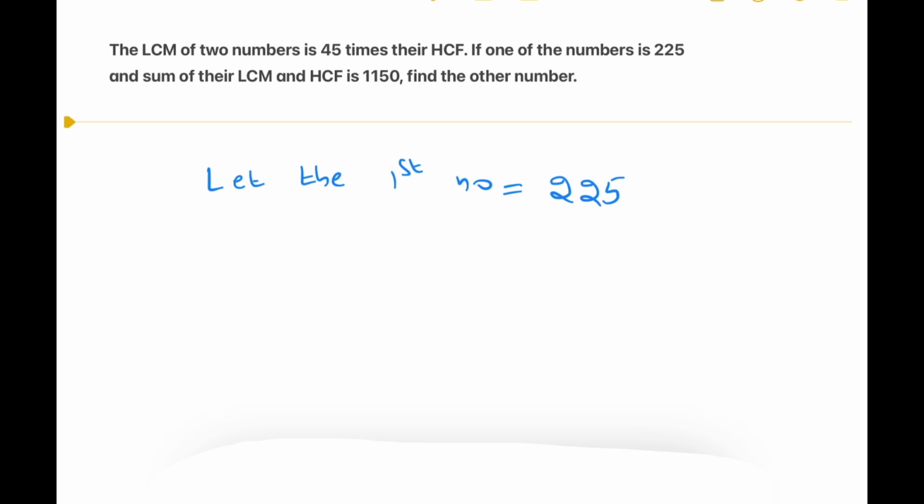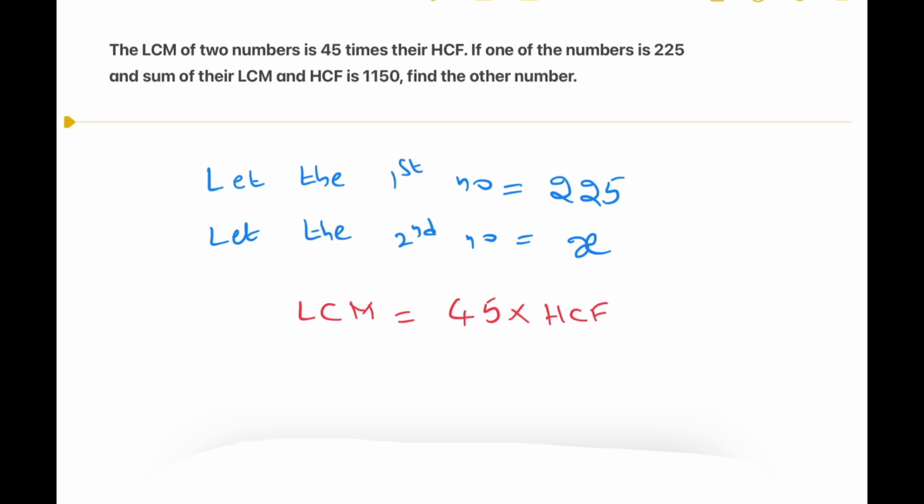And the second number is what we are asked to find out, right? So let the other number be some x. Now according to the first condition, the LCM of two numbers is 45 times their HCF. So that can be written as LCM equals 45 times, nothing but multiplication, their HCF. So LCM equals 45 into HCF.